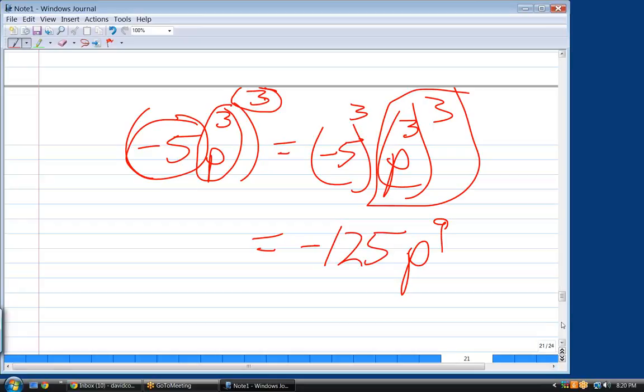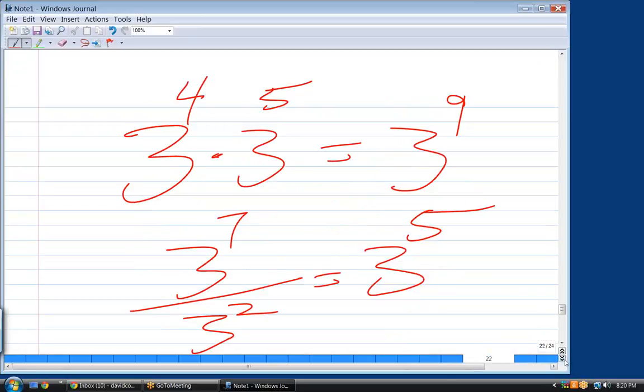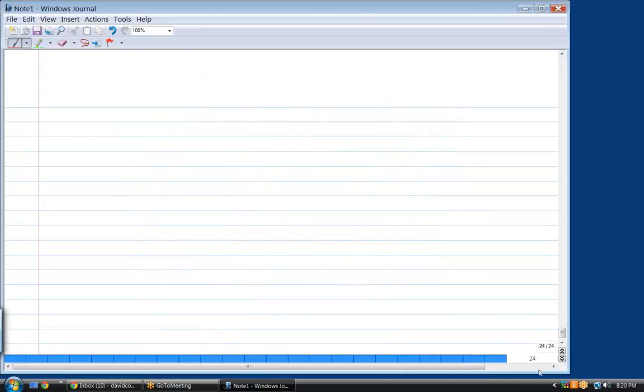Gotcha. So with these 3 rules, you're going to be able to handle anything they throw at you. Doesn't matter how complicated or how many variables. I could put 25 variables in the numerator and the denominator, and you just want to take them one at a time.